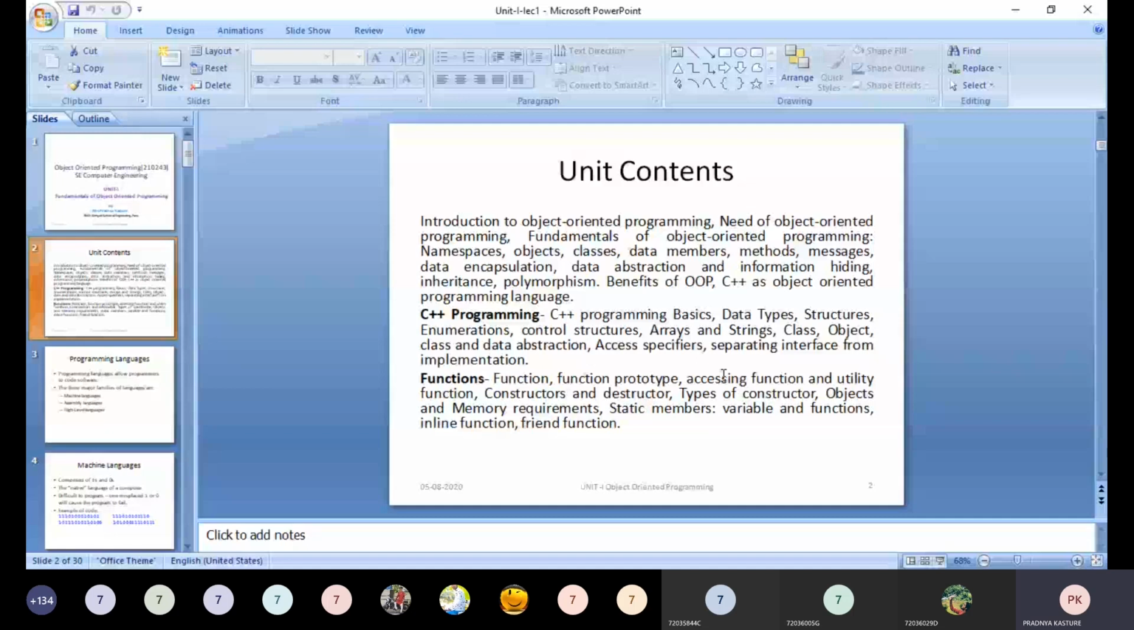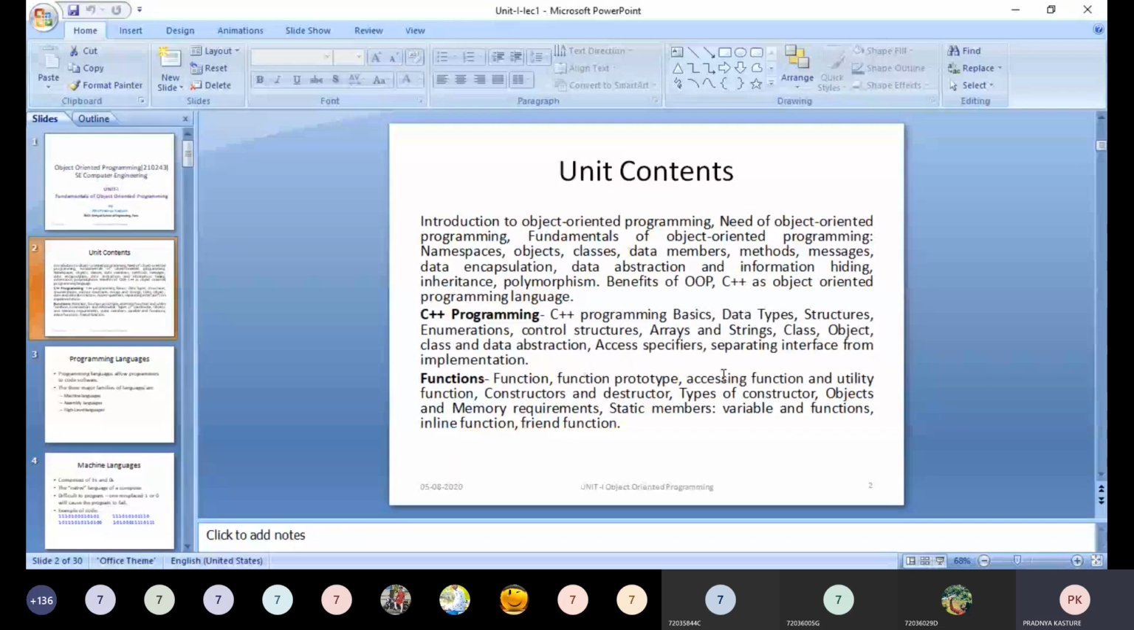What are the classes, data members, methods, messages, data encapsulation concept, data abstraction, and information hiding. Then inheritance, polymorphism. Benefits of OOP, as well as C++, as we are going to learn an object oriented programming language. In the next part, we are going to look at the C++ programming concepts.